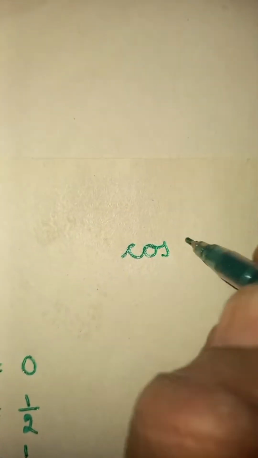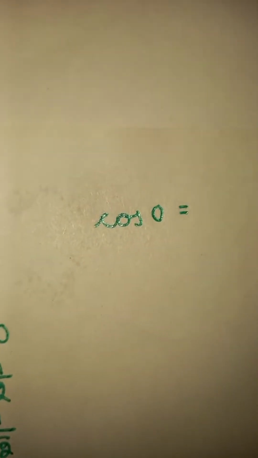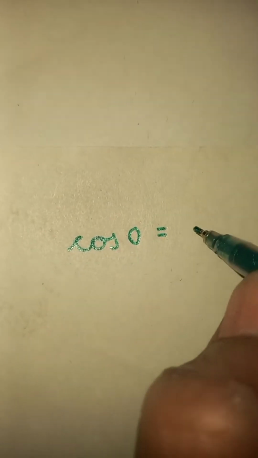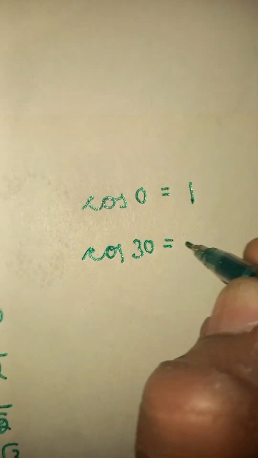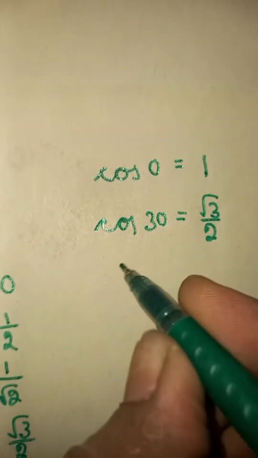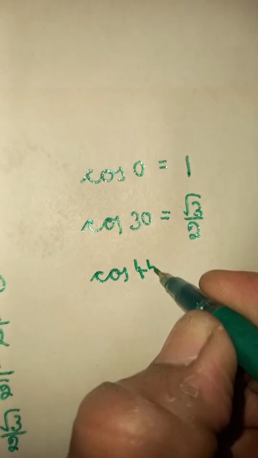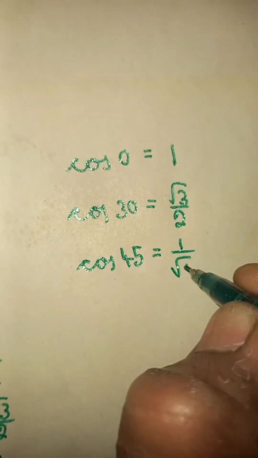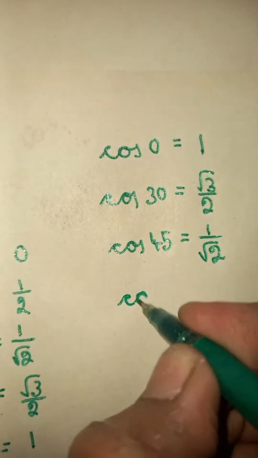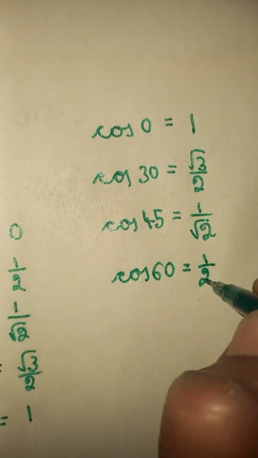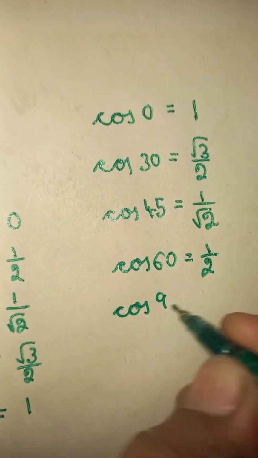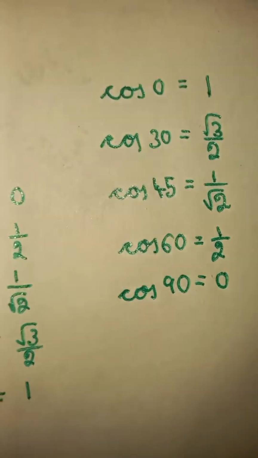In the same way you can do problems involving the cos. Here cos of 0 degree will be 1, cos of 30 degree will be, opposite to that, root 3 by 2, cos of 45 degree will be 1 by root 2, cos 60 degree will be equal to half, and cos 90 degree will be equal to 0.